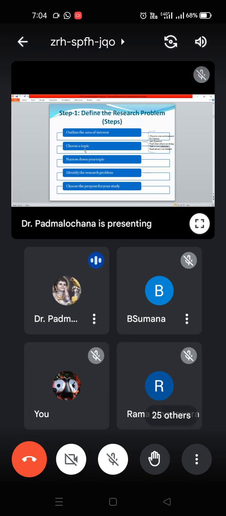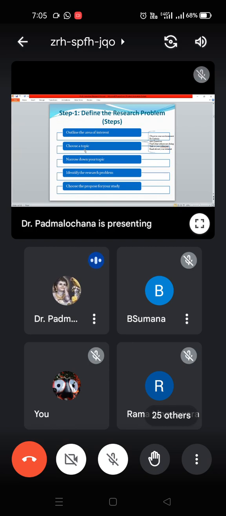I was highlighting step number 1, which is very important. You have to define the research problem. It has been said, if the research problem is nicely defined, then more than 60% of the research is done. Even more than 50%. There are books saying 60% of the work is done.